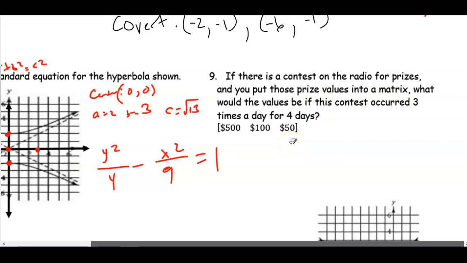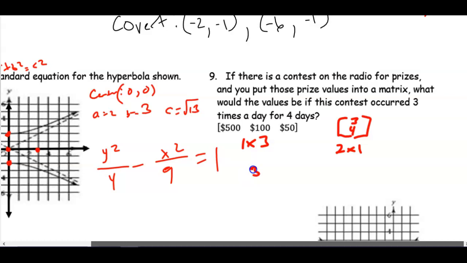What we're going to do is make 2 matrices. How I would do that is the first matrix would be a 1 by 3. I'd put that in my calculator. So 1 by 3: 500, 250, 150. And then the other matrix would be a 2 by 1, because it occurred 3 times a day for 4 days. So that one would be 3, 4, like that. Sorry, guys, the first is 1 by 3: 1 row, 3 columns.